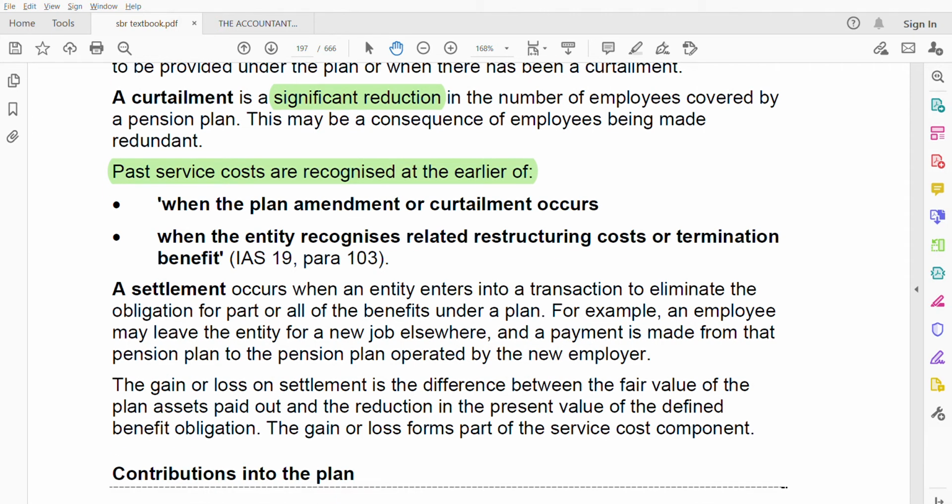But definitely after you go through this and when you try to do IAS 19, you will understand how to apply IAS 19. This is the knowledge part. The application part will be shown in the revision kit. Okay.